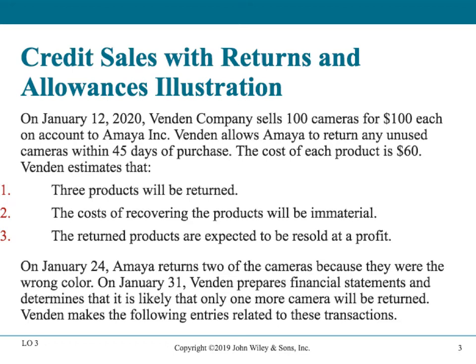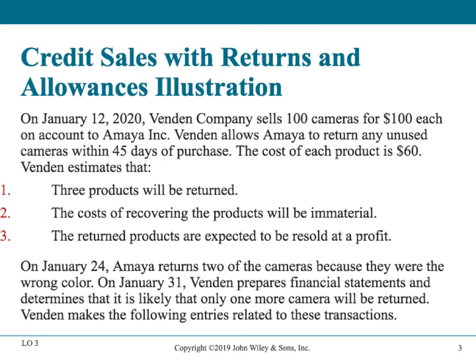In January of 2020, Vanden sold 100 cameras for $100 each, and we allow customers to return any unused cameras within 45 days of the purchase. The cost of each product is $60. We estimate that 3 products will be returned based on our historical information. The cost of recovering the product will be immaterial.